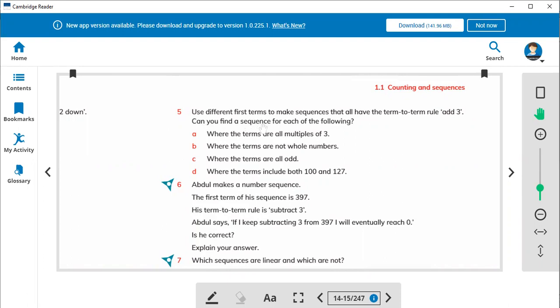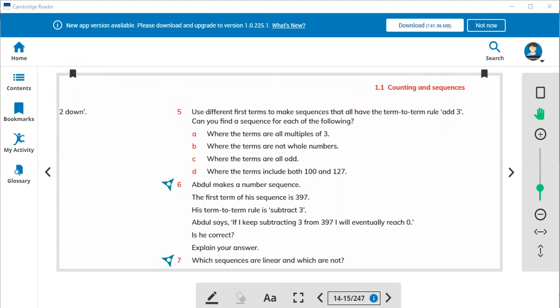Okay. Can you find the sequence of each of the following where the terms are all multiples of 3? So add 3 or multiples of 3, both are similar. So what do we have to say? We have to say that if we start from 30, you have to add 3: 33, 36, 39. It's also a multiple of 3.